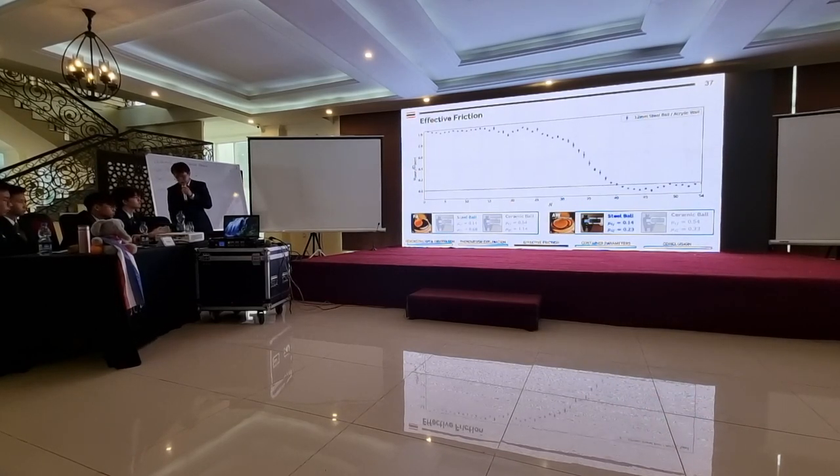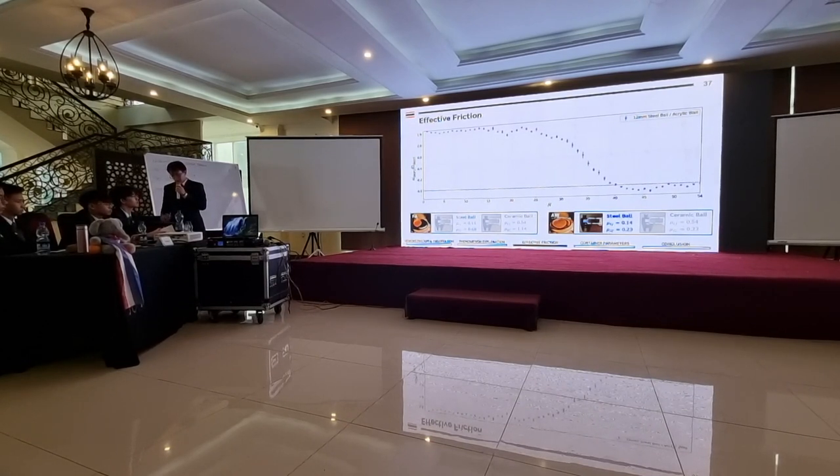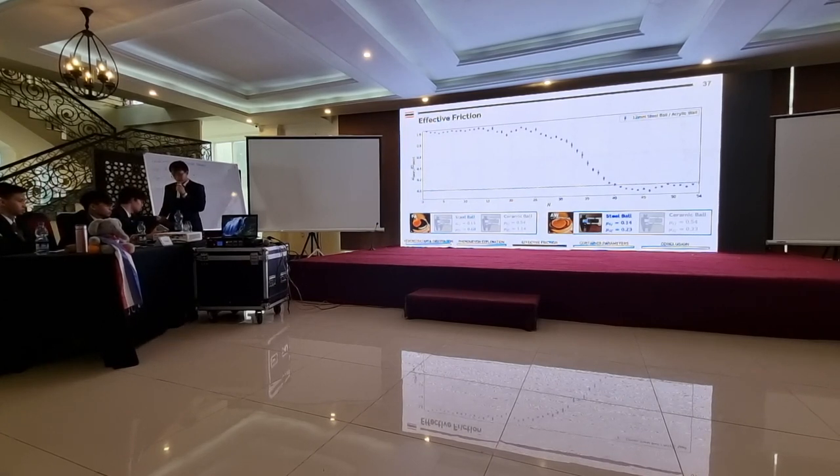To verify our speculation about the effective friction, we performed an experiment with a combination of different particles and walls. The particle friction coefficient was taken from the manufacturer information. The wall friction coefficient was taken by performing an experiment.